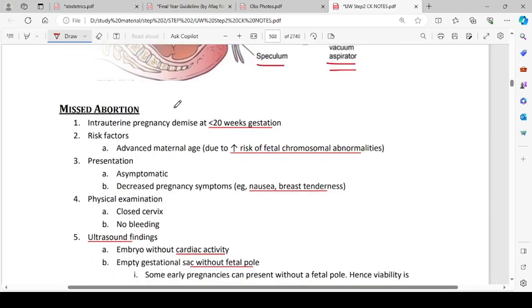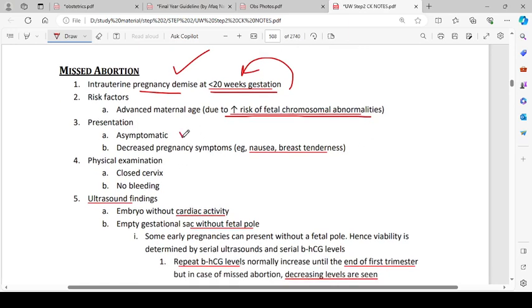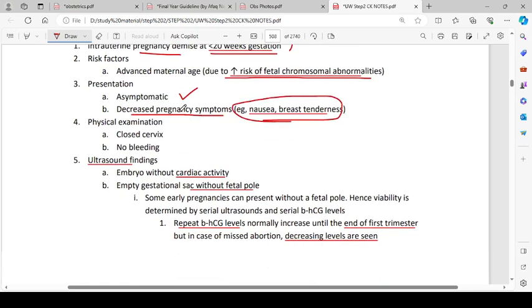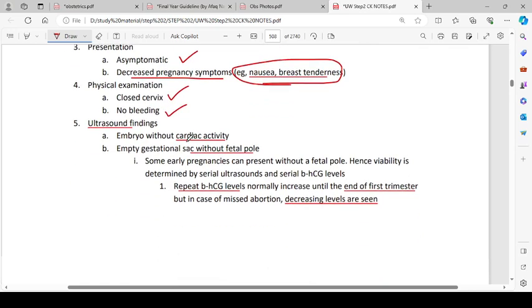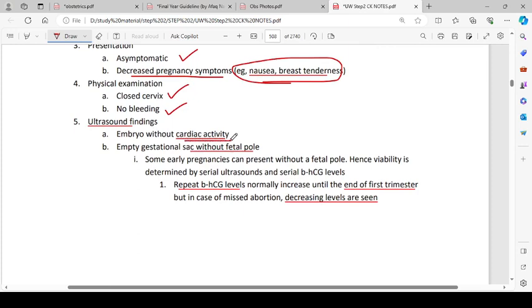Missed abortion is intrauterine pregnancy demise at less than 20 weeks. So in missed abortion the woman will never know that the abortion has happened because there is no bleeding, but it is intrauterine pregnancy demise, the death of the fetus inside the uterus at less than 20 weeks of gestation. Risk factor is advanced maternal age due to increased risk of fetal chromosomal abnormality. Presentation is asymptomatic with decreased pregnancy symptoms, nausea, breast tenderness. Physical examination will show closed cervix and no bleeding. Ultrasound will show embryo without cardiac activity, or empty gestational sac without fetal pole.